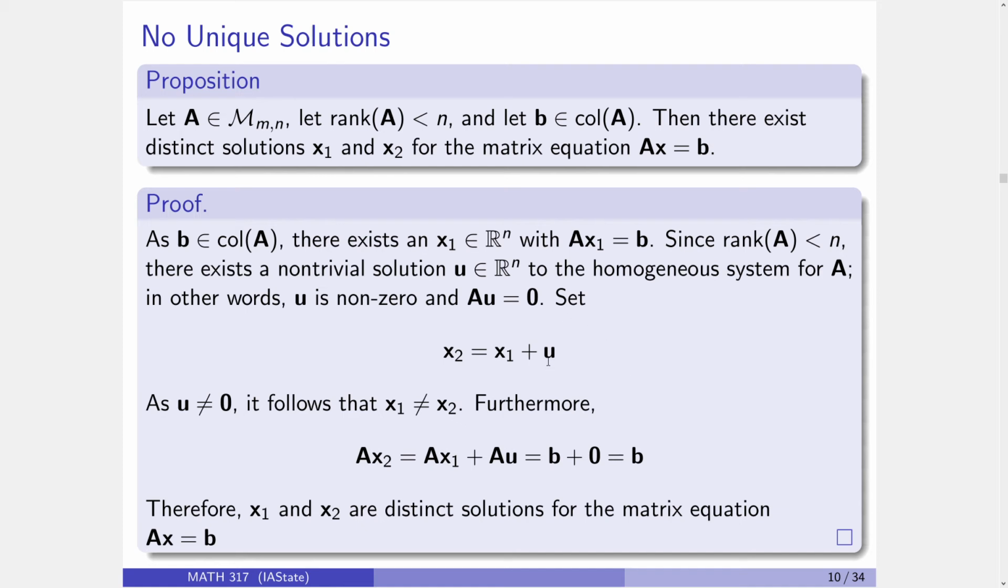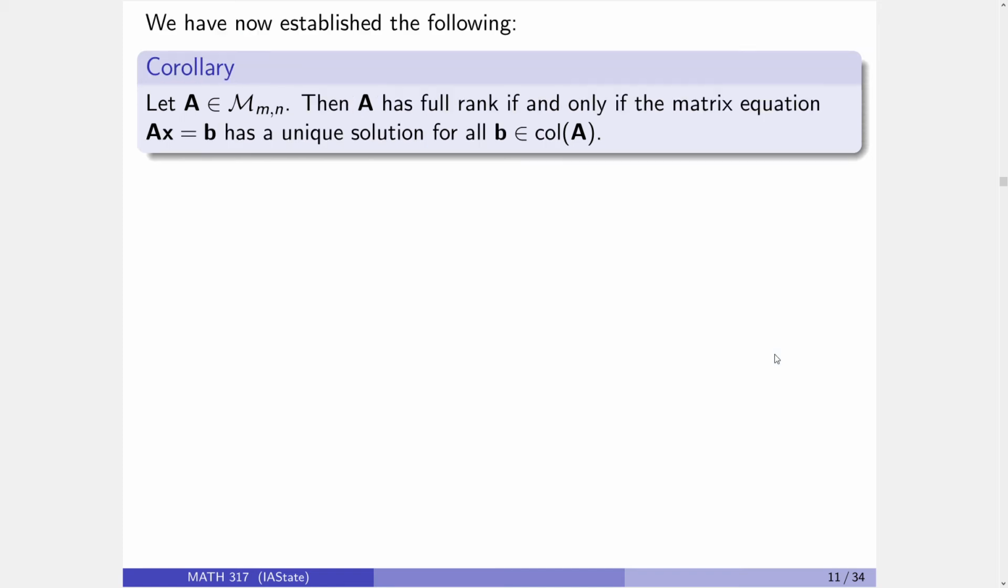So note the little trick, adding a solution to the homogeneous to a solution we already knew. We've seen this before. Cool. Alright, so with that, we now find that having a deficient rank guarantees more than one answer, and as we know, that means there's infinitely many. So we can now outright say the following. A matrix is of full rank precisely when the matrix equation actually has a unique solution for all elements of the column space. So there we go.